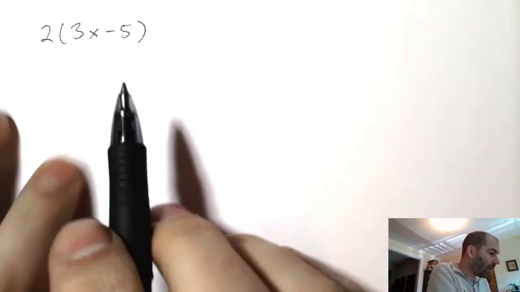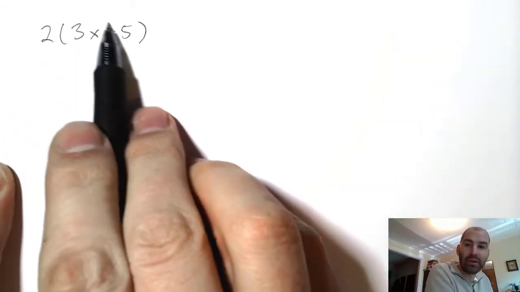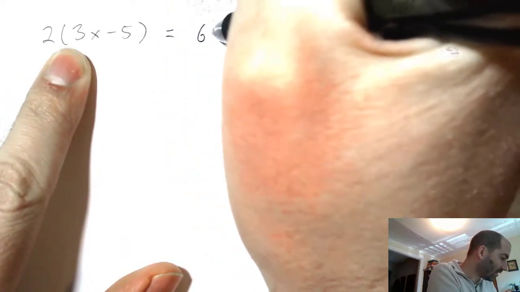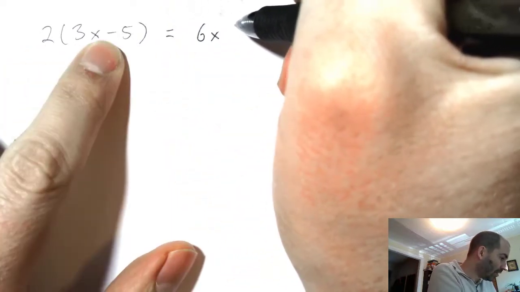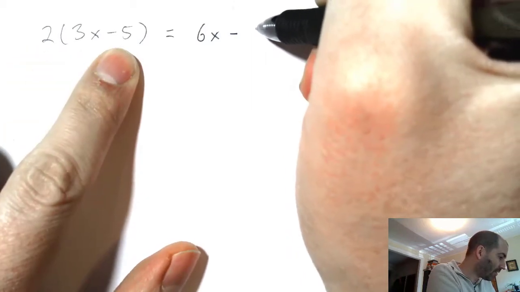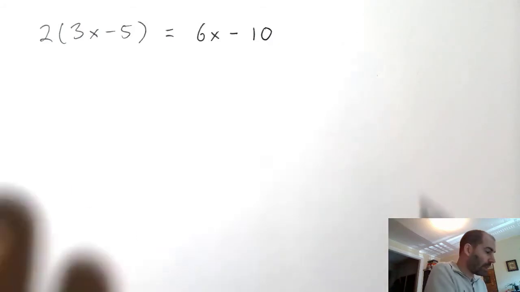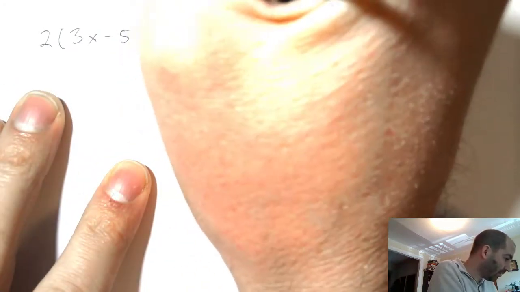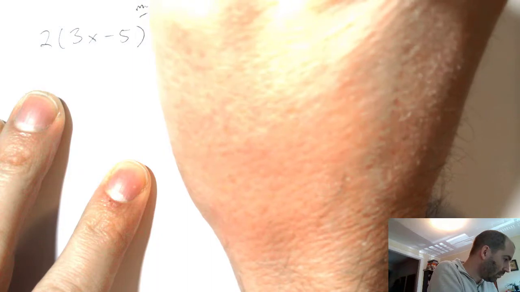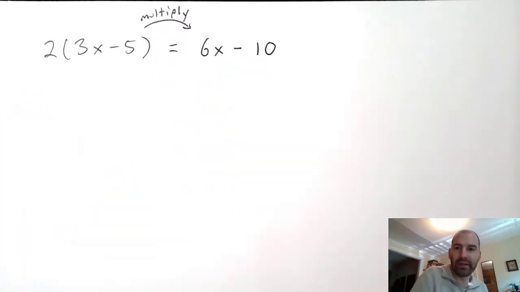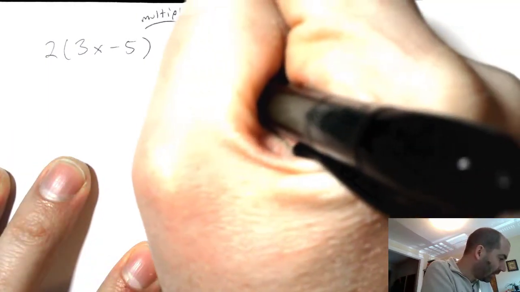Okay, so how would I multiply this? Well, I would distribute the 2 across. So 2 times 3x is 6x, and then minus 2 times 5 is 10. So when I multiply this, multiplying takes me from here to here. And that's what multiplying does. Factoring is going to be the opposite of that. Factoring is going to be doing the reverse.